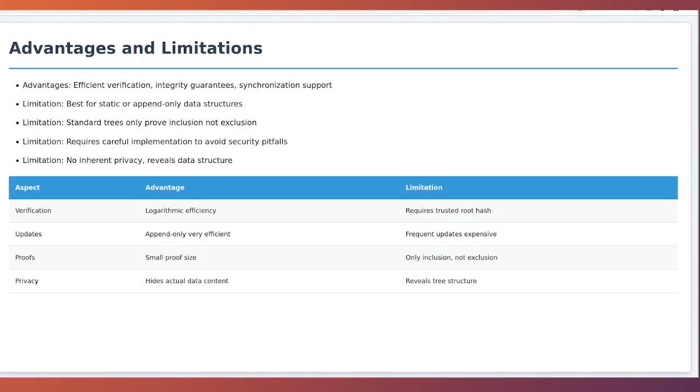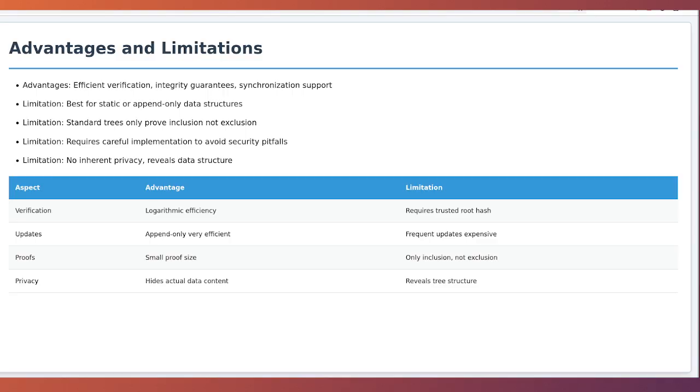Advantages and limitations. To use Merkle trees effectively, it's important to understand both their strengths and limitations. No data structure is perfect for every situation, and Merkle trees are no exception. The primary advantage is efficient verification. Logarithmic proof sizes mean that you can verify data in large datasets without downloading everything. This is transformative for mobile and resource-constrained devices that need to participate in distributed systems.